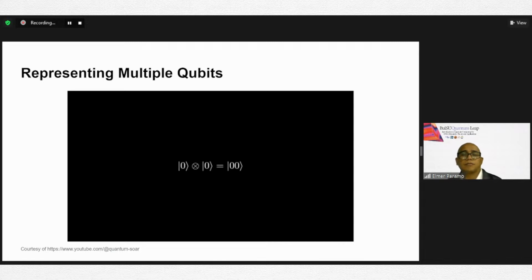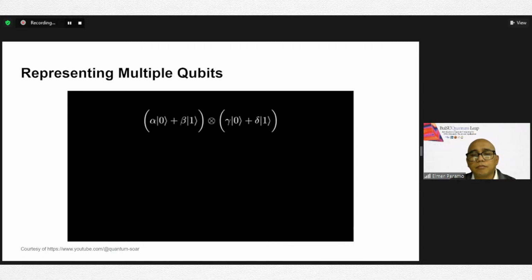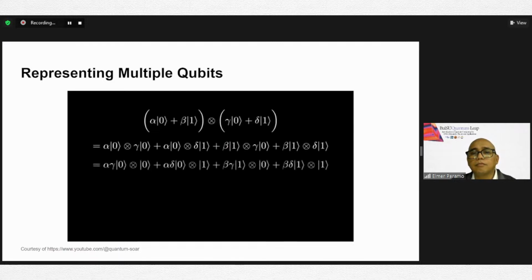If we wanted to represent 2 qubits in superposition, we can expand it out like any other operation by multiplying the amplitudes of the states and using the tensor product on the 0 and 1 states. As you can see, now we have 4 states: the 0,0, 0,1, 1,0, and 1,1 states. This makes sense since those are the possible combinations of zeros and ones we can have with 2 qubits.